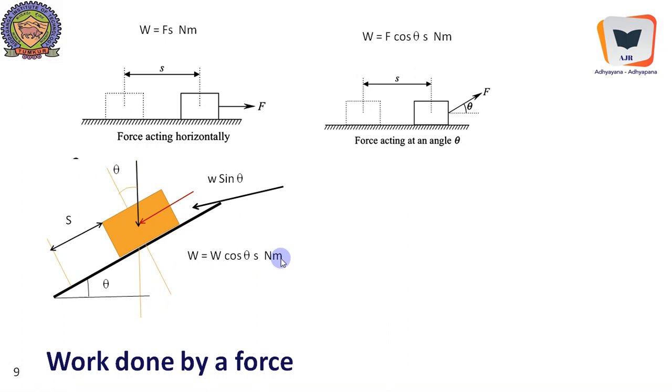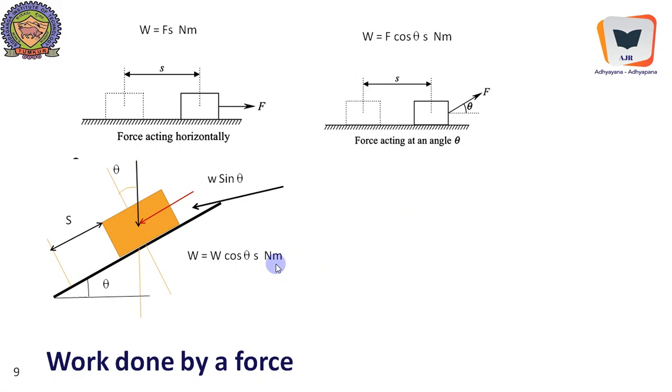And here there is a block on an inclined plane, and it moves down the incline through a distance S at an angle of theta. If it is a smooth plane, let us say W sine theta is the force creating the tendency to move down the incline for this block. W sine theta will become the force and the distance moved is S. Therefore, W sine theta into S is the work done by the component of the weight.